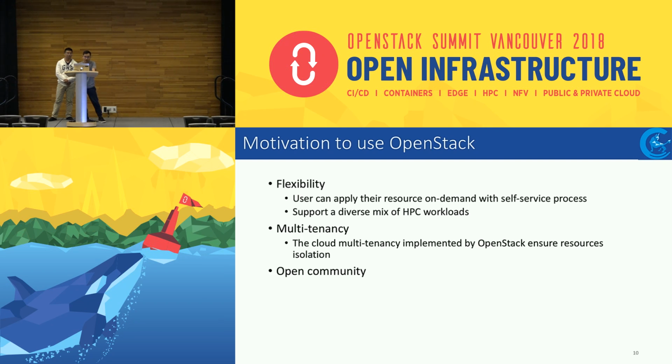So why OpenStack? OpenStack is very flexible. Users can apply for their resources on demand, and it also supports mixed architecture. For example, it supports managing nodes with or without accelerators together. The second one is multi-tenancy, which is very important for us to ensure resource isolation. The last one, but not least, OpenStack is open, as we know. So we can quickly solve problems with the help of the strong community.